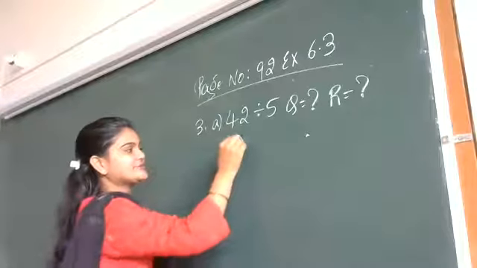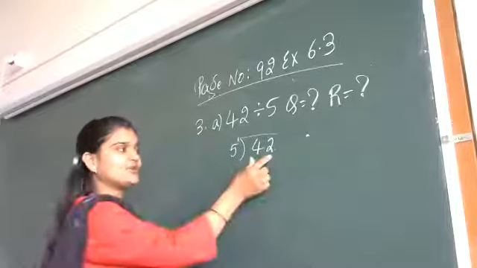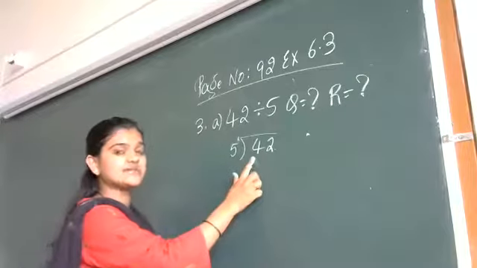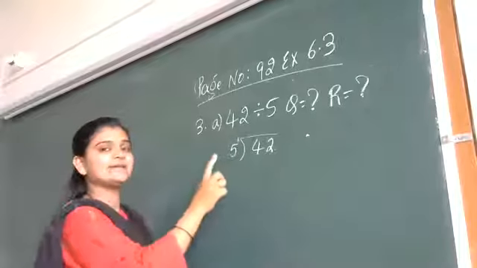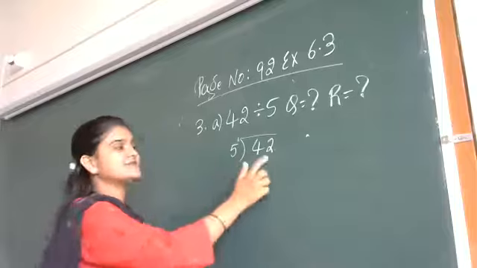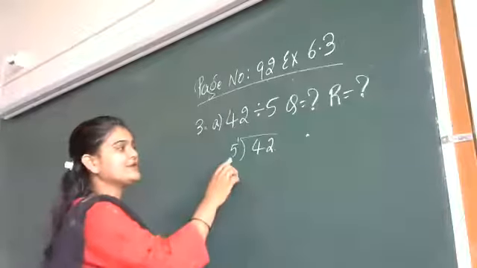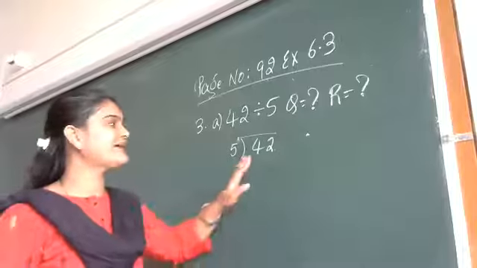Yes. 5 is the divisor, 42 is the dividend. We have 2 digits. First digit you see whether you can divide it or not. 4 you can't divide by 5. So we need to include both the numbers, that is 42. Tell me, 5 times how much is 42 or nearer to 42? How can you divide it?